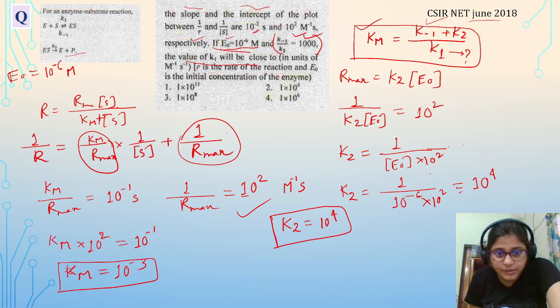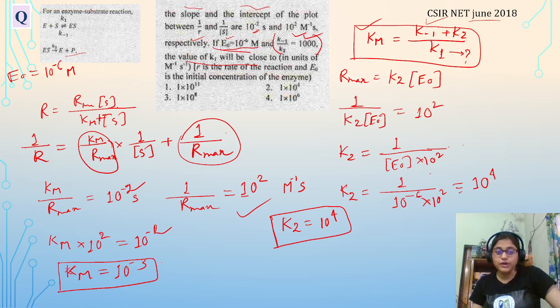Okay, this is 2, 10 to the power minus 2. See, the quality is very bad here. So 10 to the power minus 2 was there. I have the same question in my copy, so that's why I can write it.